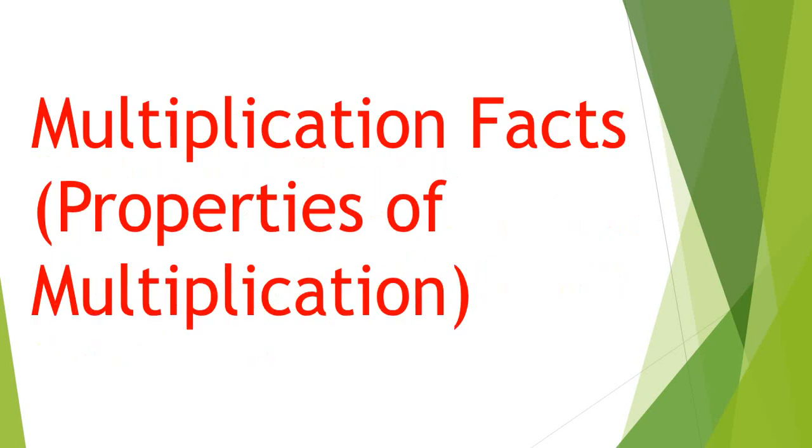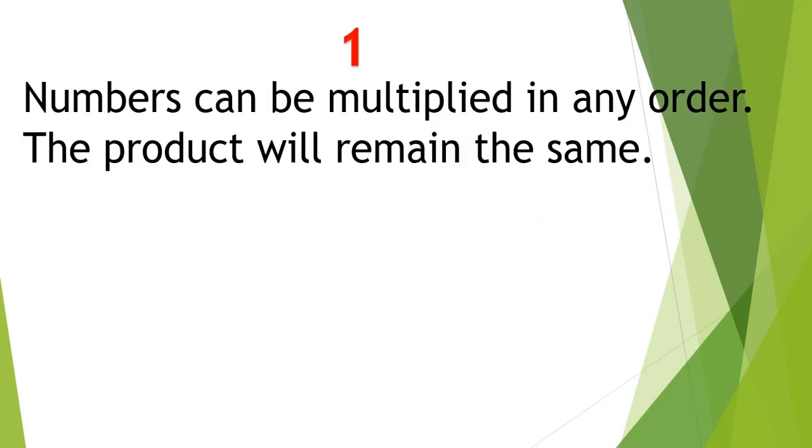Here we go with first topic, and that is multiplication facts. Children, there are some facts or properties which is very important to know about it. Fact number 1. Numbers can be multiplied in any order. The product will remain the same. It means we can change the order of given number, but the answer will remain same.